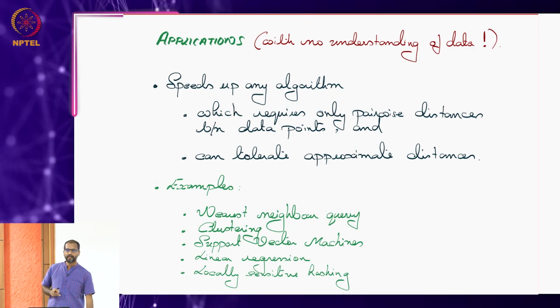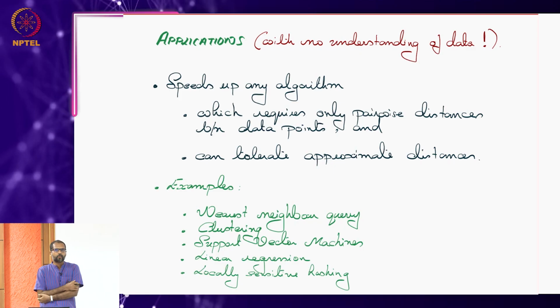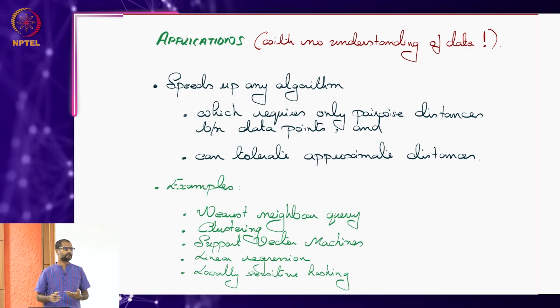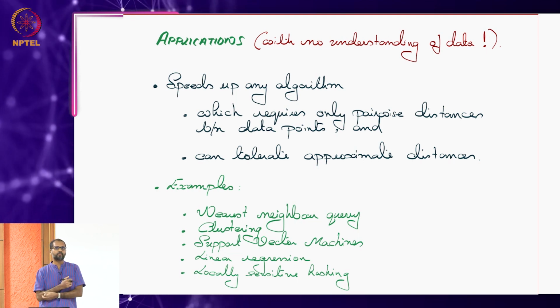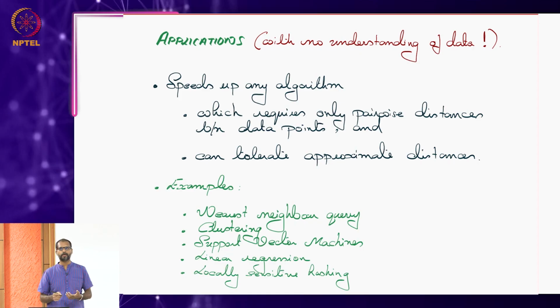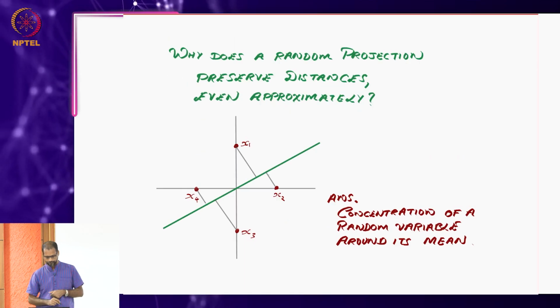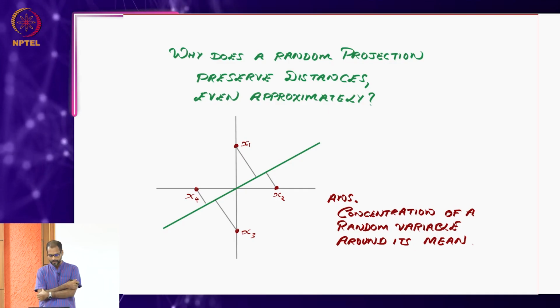Okay, so far we were at the surface. Now we are going to dive deep. We will see why this is true. Why should a random projection preserve all pairwise distances? Looks very counterintuitive, right? You did not even look at the data. You just took a random projection, right? And still, all pairwise distances are preserved.